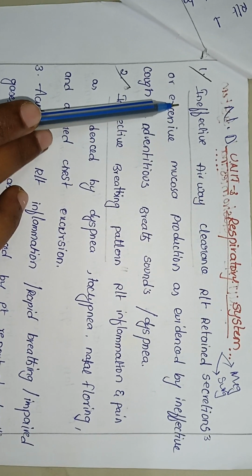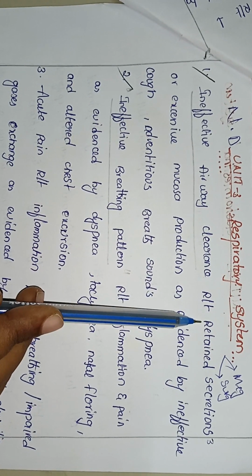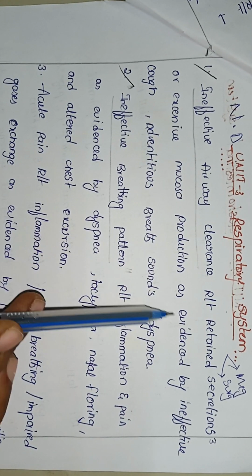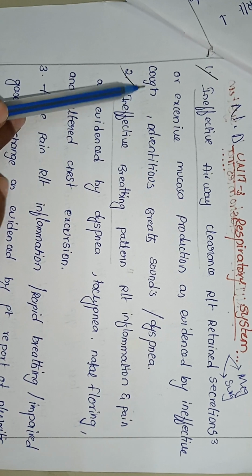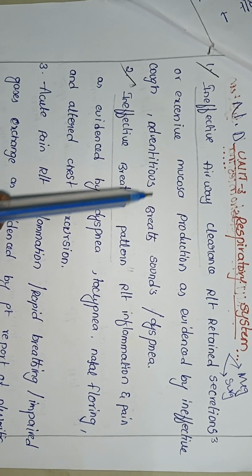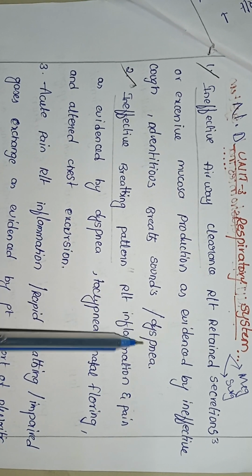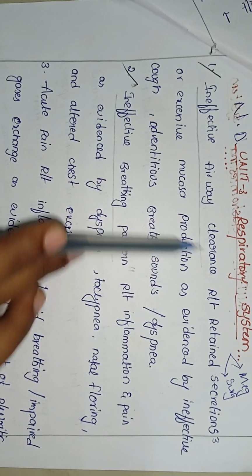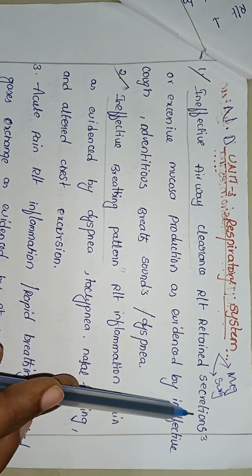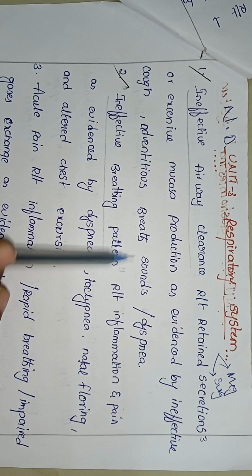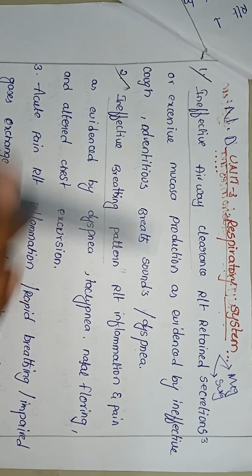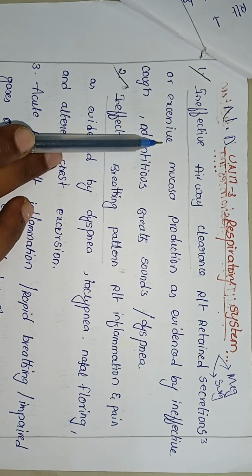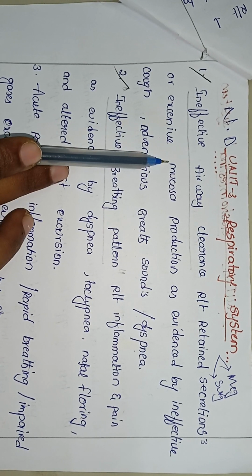First nursing diagnosis: ineffective airway clearance related to retained secretions or excessive mucus production as evidenced by ineffective cough, adventitious breath sounds or dyspnea. Here the airway is not cleared because secretions are there. Secretions will produce abnormal breath sounds and may cause dyspnea. This is the primary, most important nursing diagnosis for all respiratory conditions.